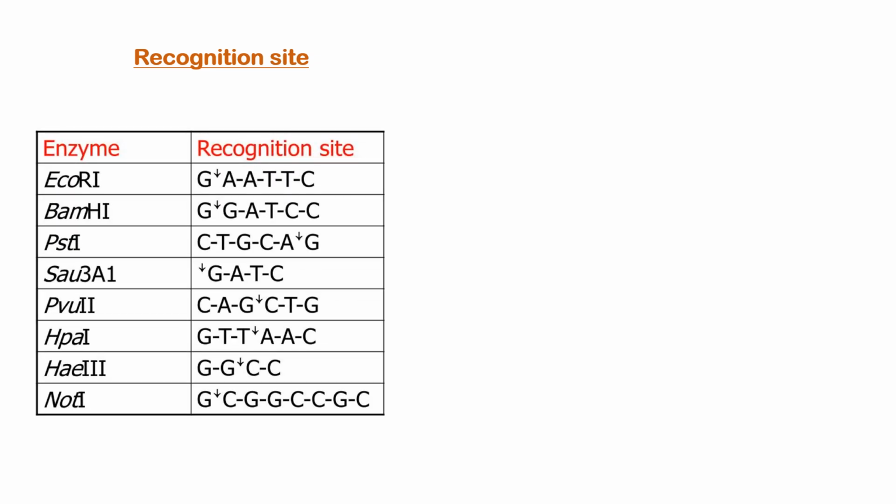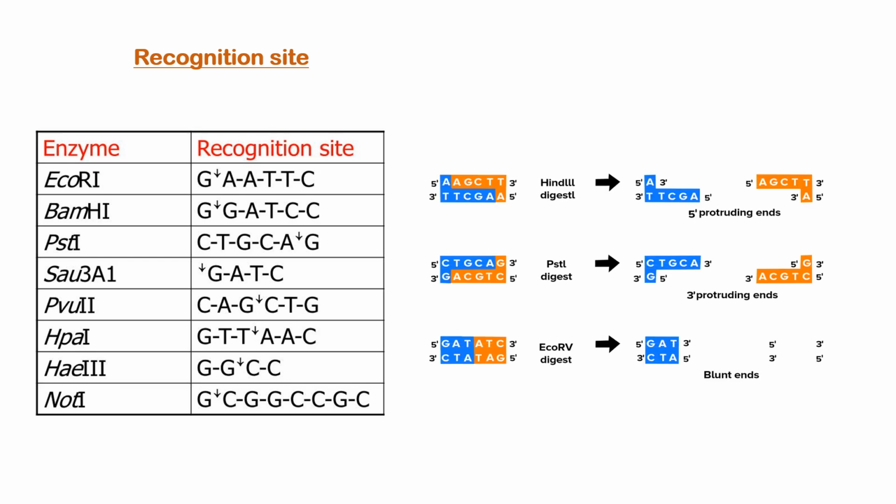Now, let's talk about the recognition sites. Each restriction enzyme recognizes a specific short DNA sequence, typically 4 to 8 base pairs long, and these sequences are often palindromic, meaning they read the same in forward and backward directions. The recognition site of each enzyme is different. After recognizing the site, these enzymes cut the DNA, and this cut can happen at any site of the DNA strands, either on the 5' or 3' ends of the DNA strands.